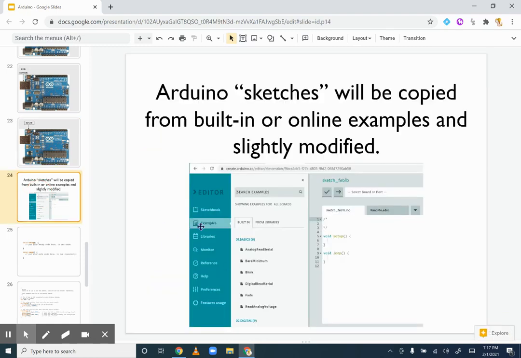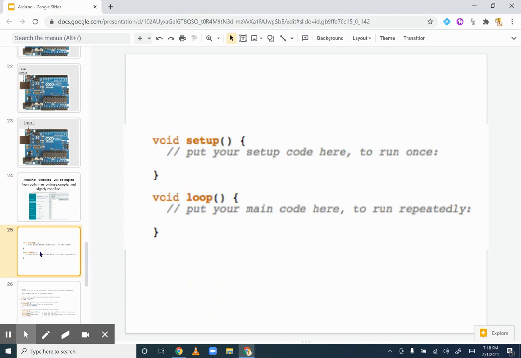So the code in Arduino is called a sketch. A complete code that would allow the Arduino to do some function is called a sketch. And we're just going to be copying them from the existing sketches that are available online. And then in order to get full credit for your code, you will need to modify it, which will require you to look at it a little bit and understand a very small part of the code enough to just change some values and make it a little different.